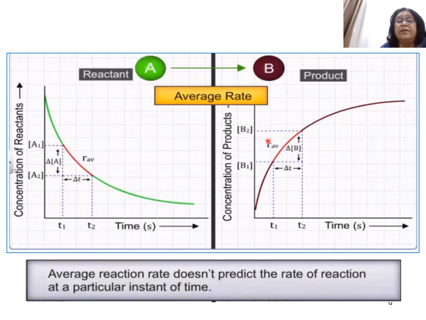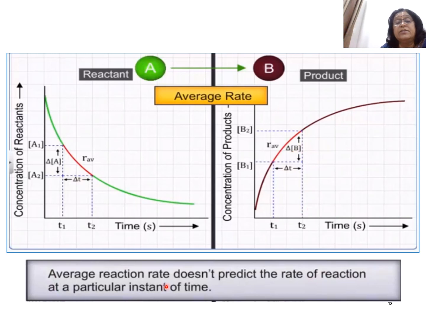Then the average rate of the products will be what? It is measured with the increase in concentration of B. As you plot a graph between concentration of products and time, you see an increasing trend. The concentration of the product increases with increase in time. If the initial concentration of the product is B1 and the final concentration is B2, then B2 minus B1 upon T2 minus T1 gives you the average rate of the reaction.